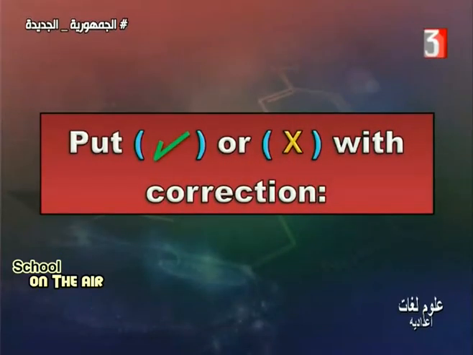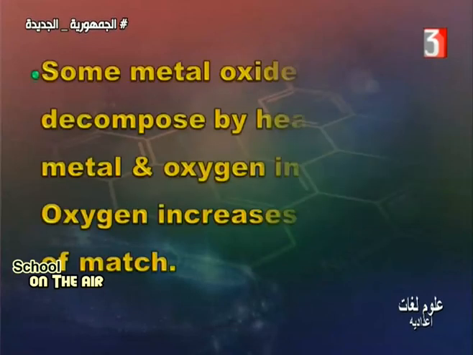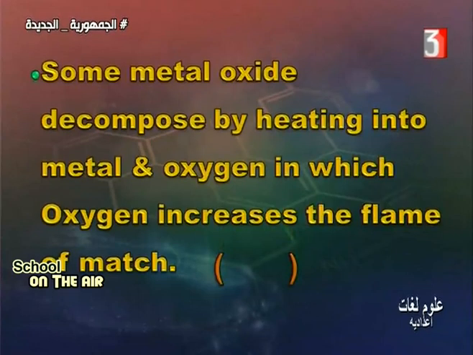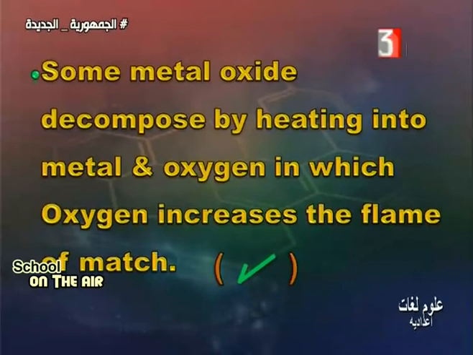Another question: state true or false, with correction. Some metal oxides decompose by heating into metal and oxygen, in which oxygen increases the flame of a match. Metal oxide decomposes into metal and oxygen. It is a true statement, and we can write the chemical equation, for example: 2HgO, red mercury oxide, by heating equals 2Hg as a metal plus O2, where oxygen increases the flame of a match.